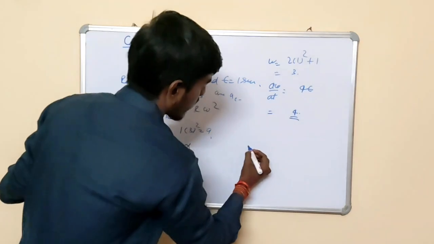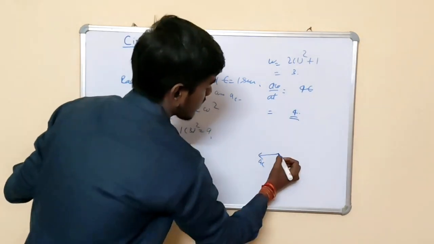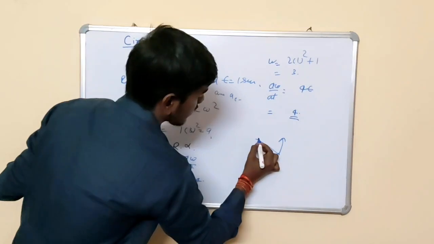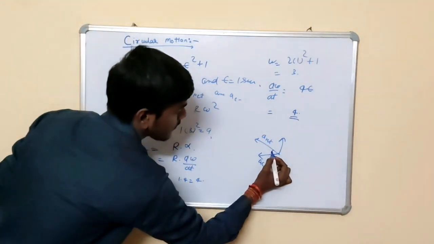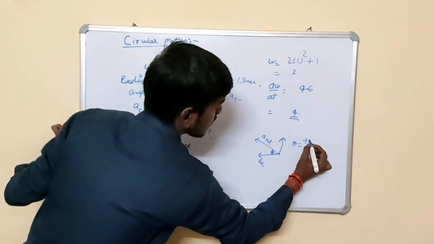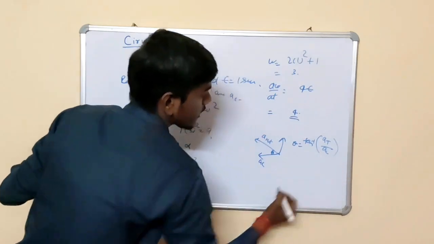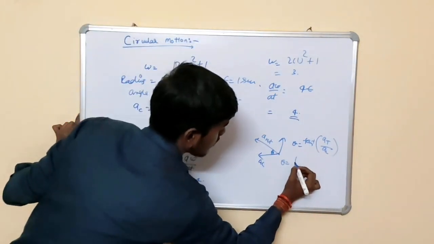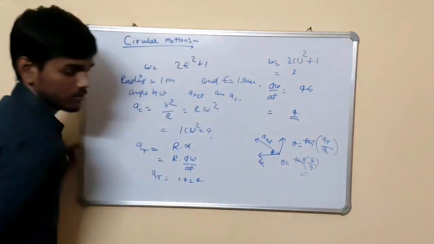As I know, centripetal acceleration will be like this, tangential acceleration will be like this, so their resultant, A net, will be like this. So what is the angle between A net and AC? This angle will be tan inverse of the magnitude of AT upon AC. So theta equals tan inverse 4 upon 9. This will be the answer.